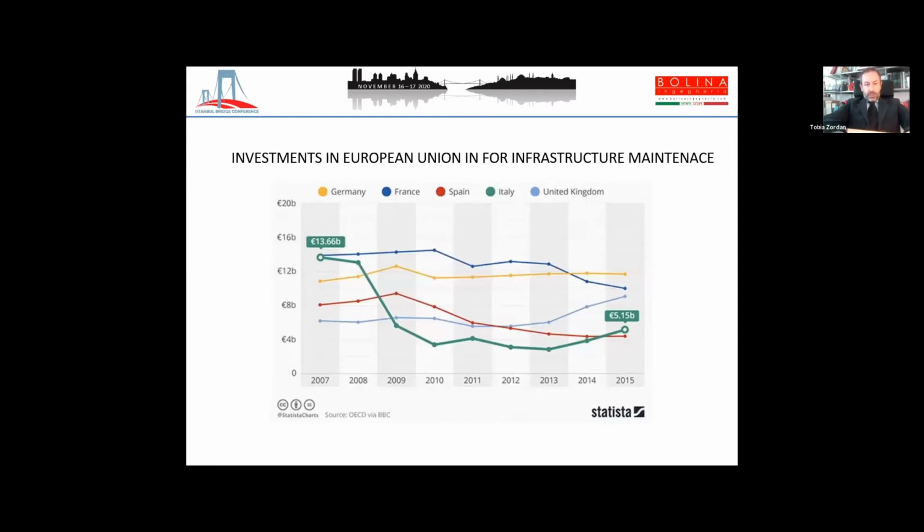I would like to draw your attention to this plot. This plot represents the investment in the European Union for infrastructure maintenance. Different colors are for different countries. What do we have at the beginning of this chart? We have the economic crisis, the big crisis of 2008. I'm talking about my country: Italy reacted to the economic crisis by cutting the investment for maintenance. This is quite clear. The investment started to recover after, so this line for Italy is going up. But our country reacted by cutting very drastically the investments for the maintenance of the existing infrastructures.